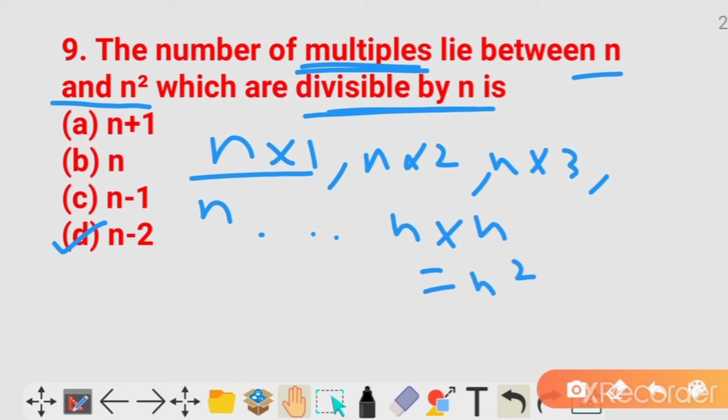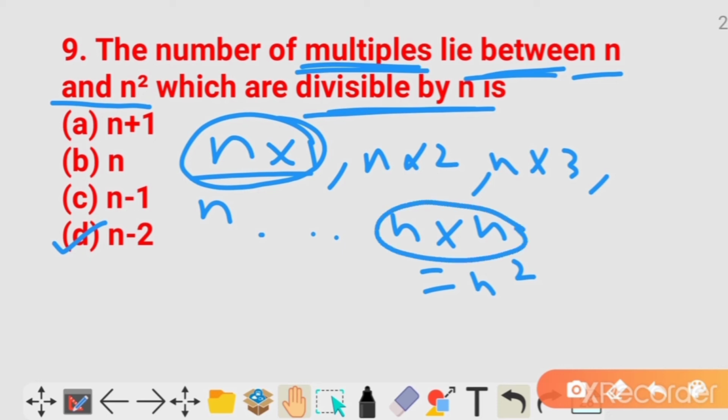Okay, so it says lie between, so we'll eliminate the first term, that means n into 1, and the last term, which is n into n. If you look at the series, it starts from n into 1 to n into n, so it contains a total of n elements, and we just excluded the first and the last term. So we excluded two terms, so the number of terms is now n minus 2. So the number of multiples lying between n and n square which are divisible by n is n minus 2. That is the correct answer.